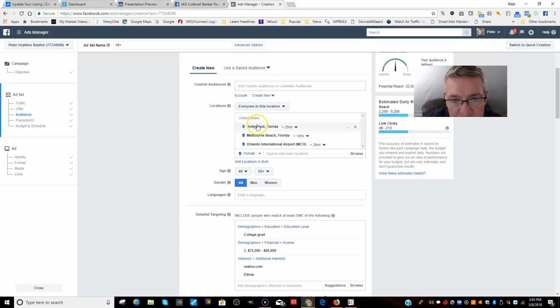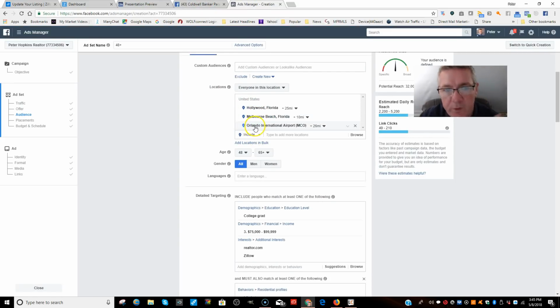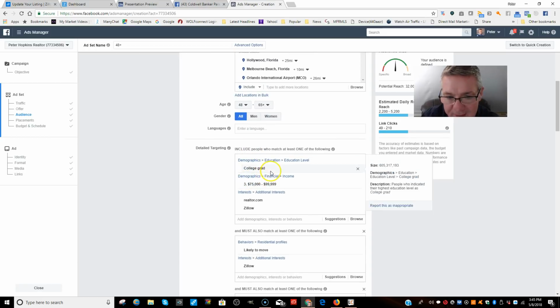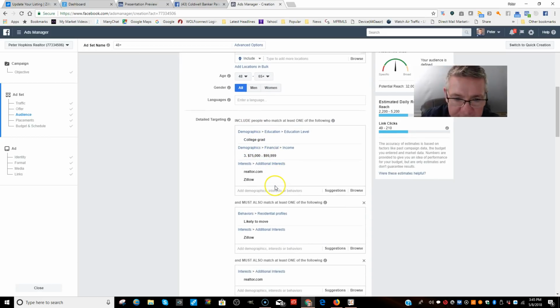So here I've got the 3 areas that it identified, which was Hollywood, Florida, Melbourne Beach, 10 miles into the target property, and then 26 miles around Orlando International Airport, where there's another cluster of buyers. I've gone for an age group of 48 plus. I'm appealing to a wide demographic, so I'm looking for men and women. I've put in college grads. I've put in the income up to 100,000. I've put that they're interested in Realtor and Zillow.